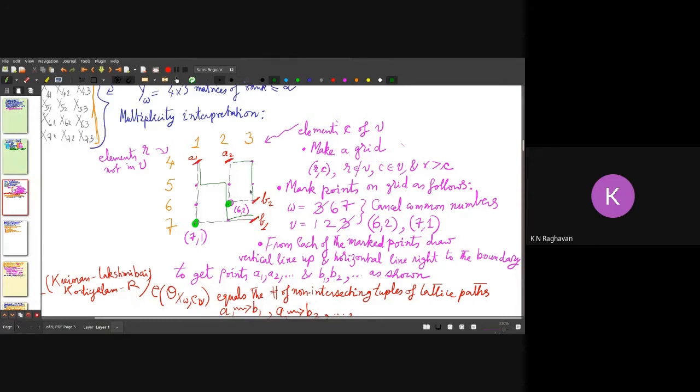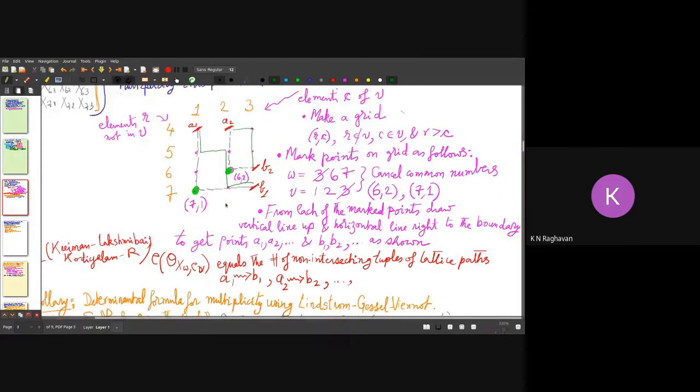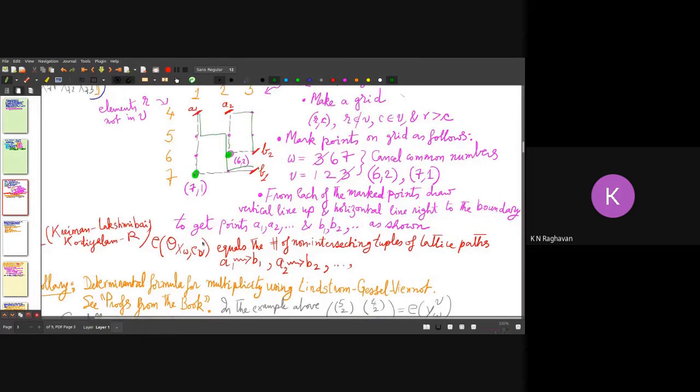Okay. Now, let me draw just another set of lattice paths. Or, for example, these paths that are shown here, for example, A2 all the way down to the green point and B2. All the way here and here. That is another tuple of lattice paths, and so on. And you write down all such lattice paths, and their count is the multiplicity. So the claim, the theorem is, this multiplicity that you want equals the number of non-intersecting tuples of lattice paths, A1 to B1, A2 to B2, etc.